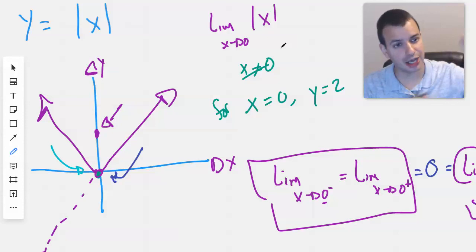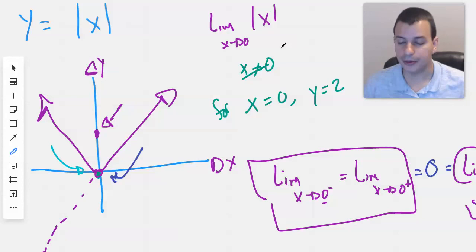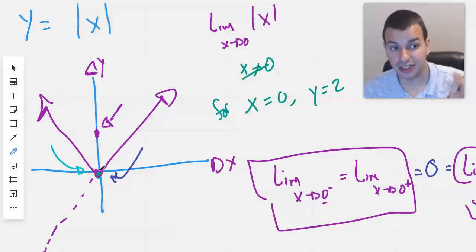Now, to foreshadow a little bit later, we would say that the derivative, which is just another word for the slope, the derivative at 0 does not exist.